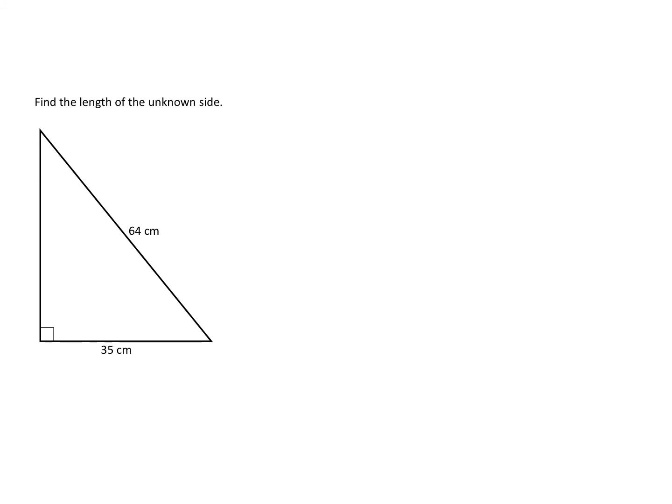This week we're going to start looking at triangles and trigonometry. In this first example, we have two side lengths and we want to know the third side length. Let's call it B. We can use the Pythagorean theorem, a squared plus b squared equals c squared.